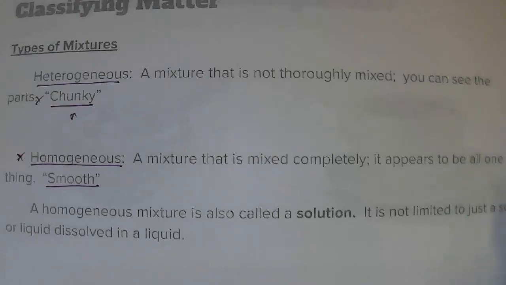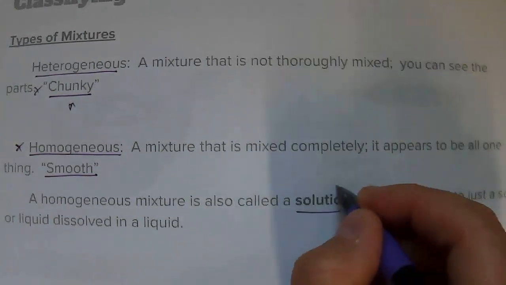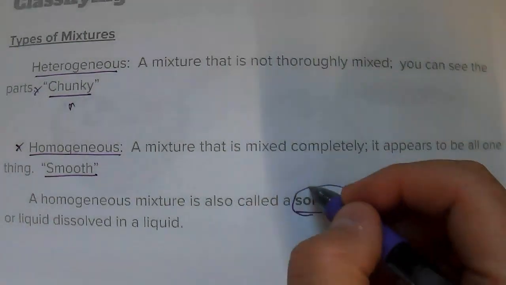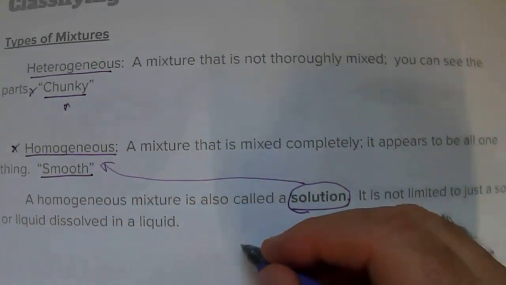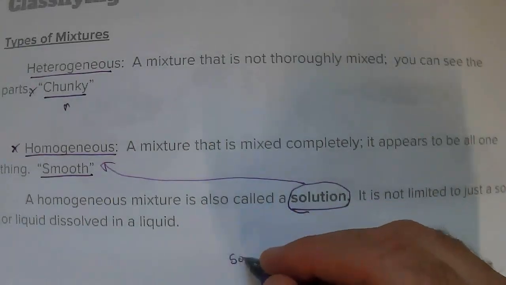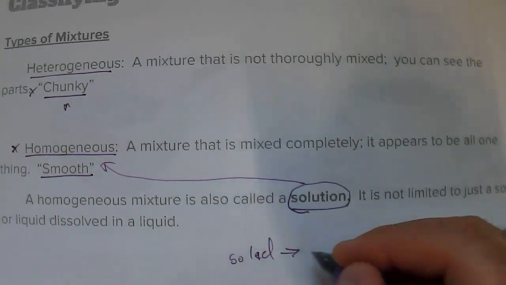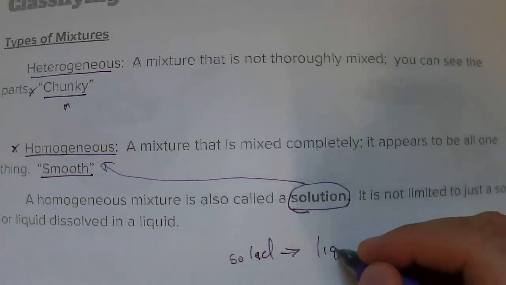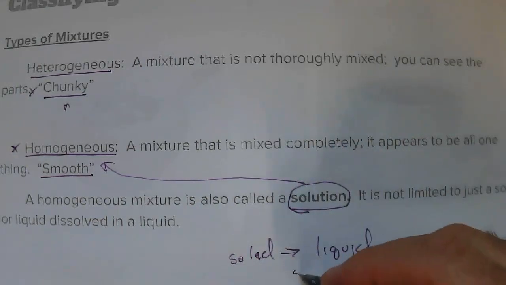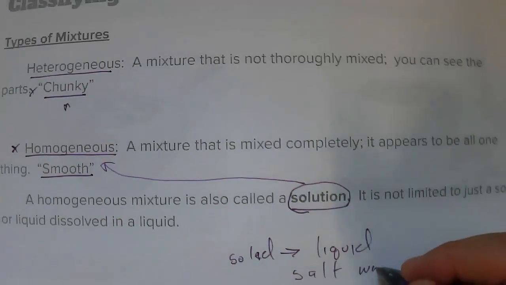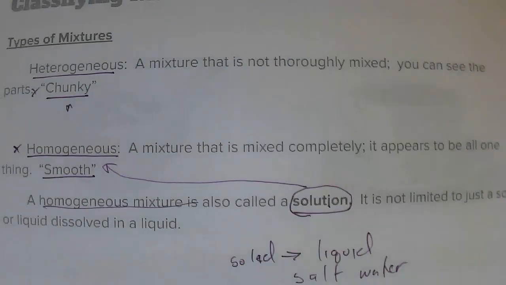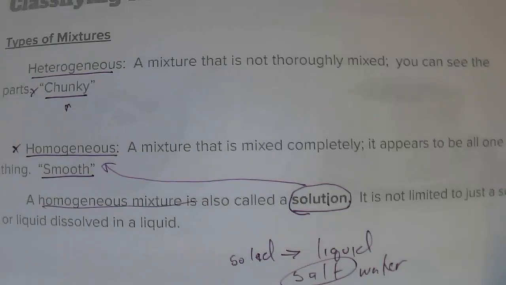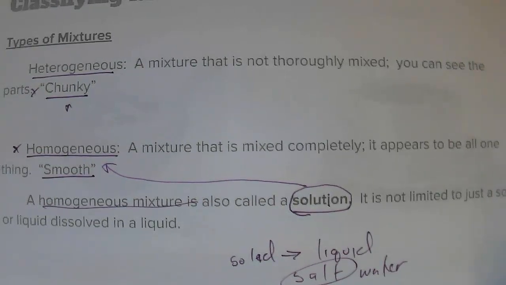Okay. Now the other thing is that you may see the term solution. A solution is a homogeneous mixture. And this is a solid that has been dissolved into a liquid. Okay. So something like salt water. Salt water is a solution, but it's also a homogeneous mixture because the salt completely dissolves. So a solution is a special type of homogeneous mixture.